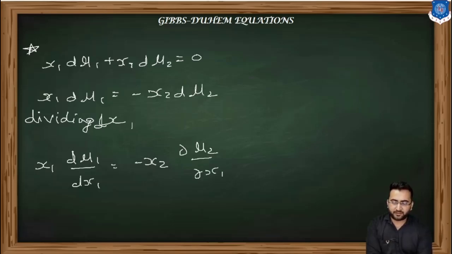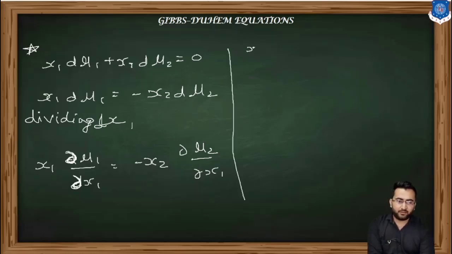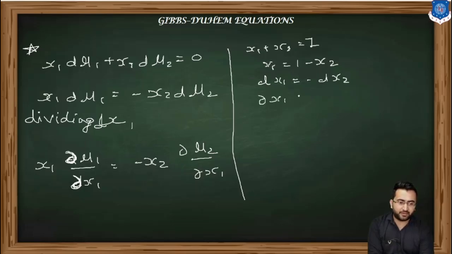Here temperature and pressure are constant, so we have to write the partial derivative. So this d becomes partial d, or we can say del. So x1 into del mu 1 upon del x1 is equal to minus x2 into del mu 2 upon del x1. But we know that x1 plus x2 is equal to 1, so x1 becomes 1 minus x2. If we differentiate, dx1 is equal to minus dx2, or del x1 is equal to minus del x2.